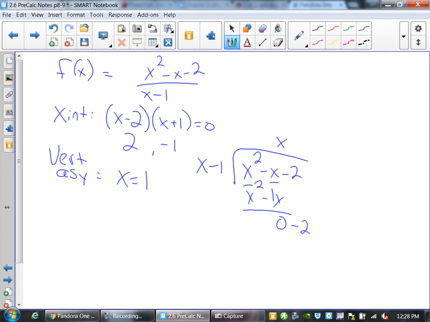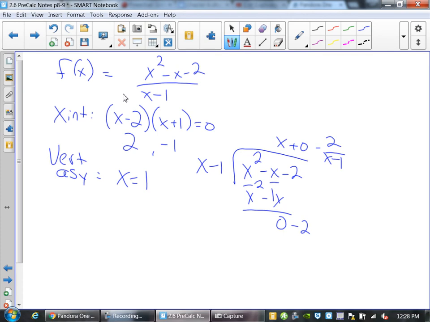Because there is no 0x, so this would be plus a 0 if you wanted to think about that. And then you'd have your remainder of minus 2 over x minus 1.